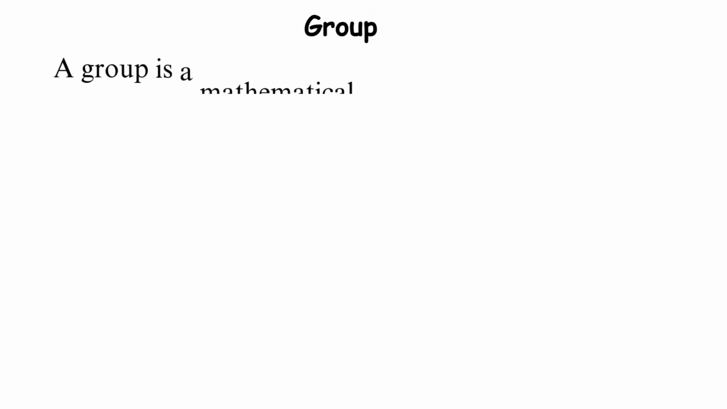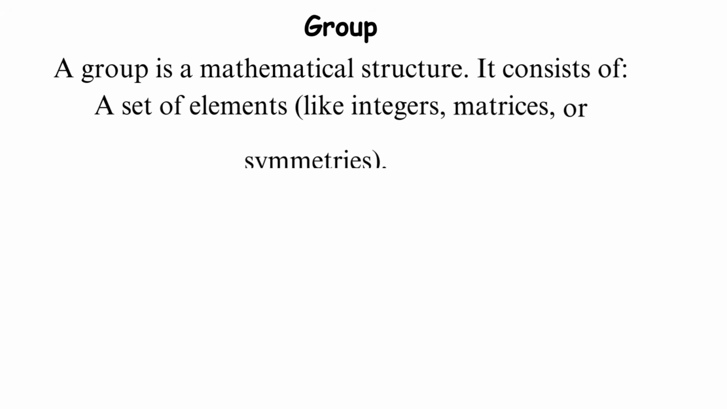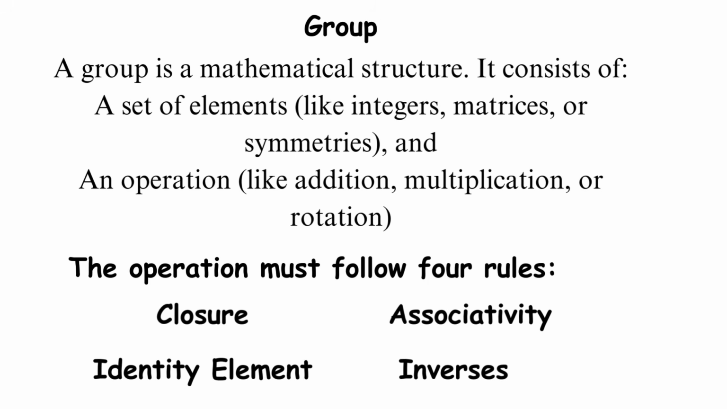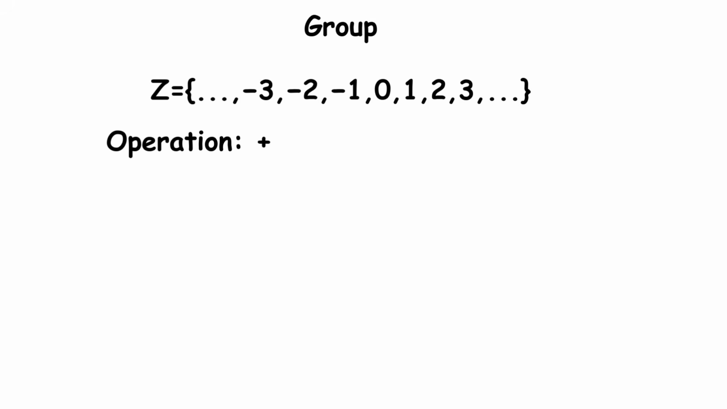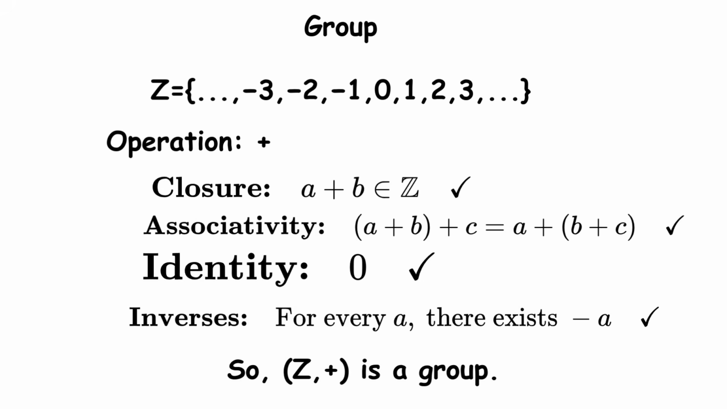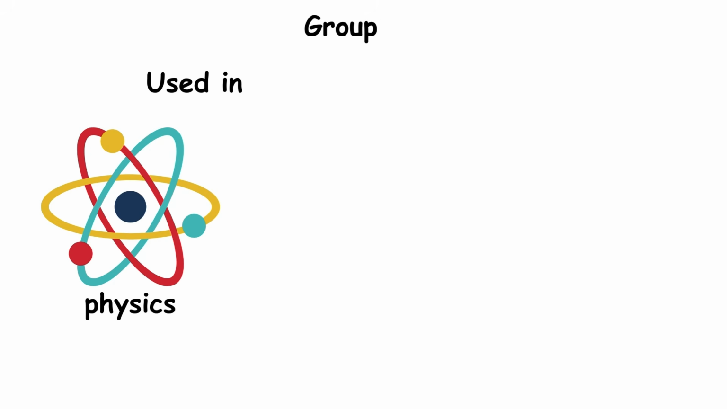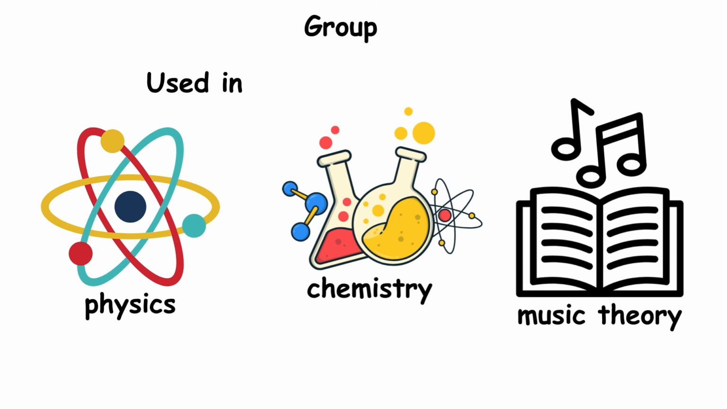A group is a set of elements combined with an operation that follows 4 basic rules: closure, associativity, an identity element, and inverses. For example, the set of integers under addition forms a group. Groups are used to study symmetry, both in mathematics and in real-world applications like physics, chemistry, and even music theory.